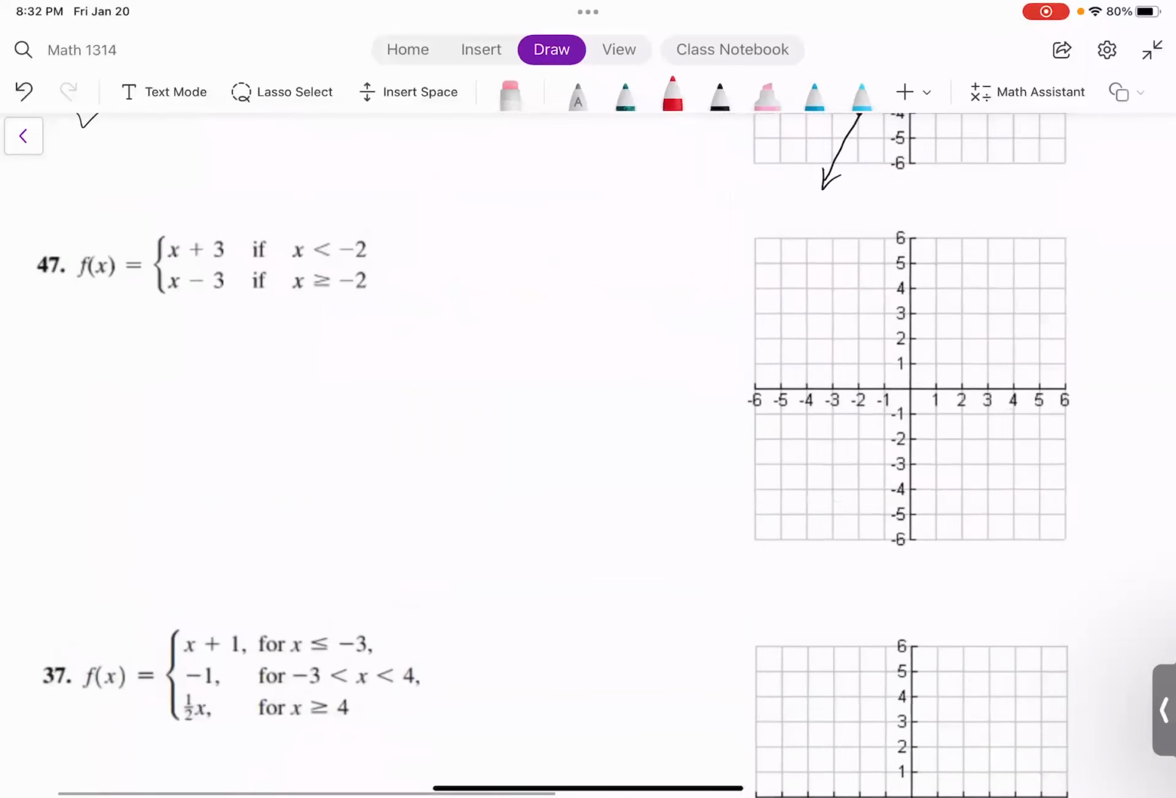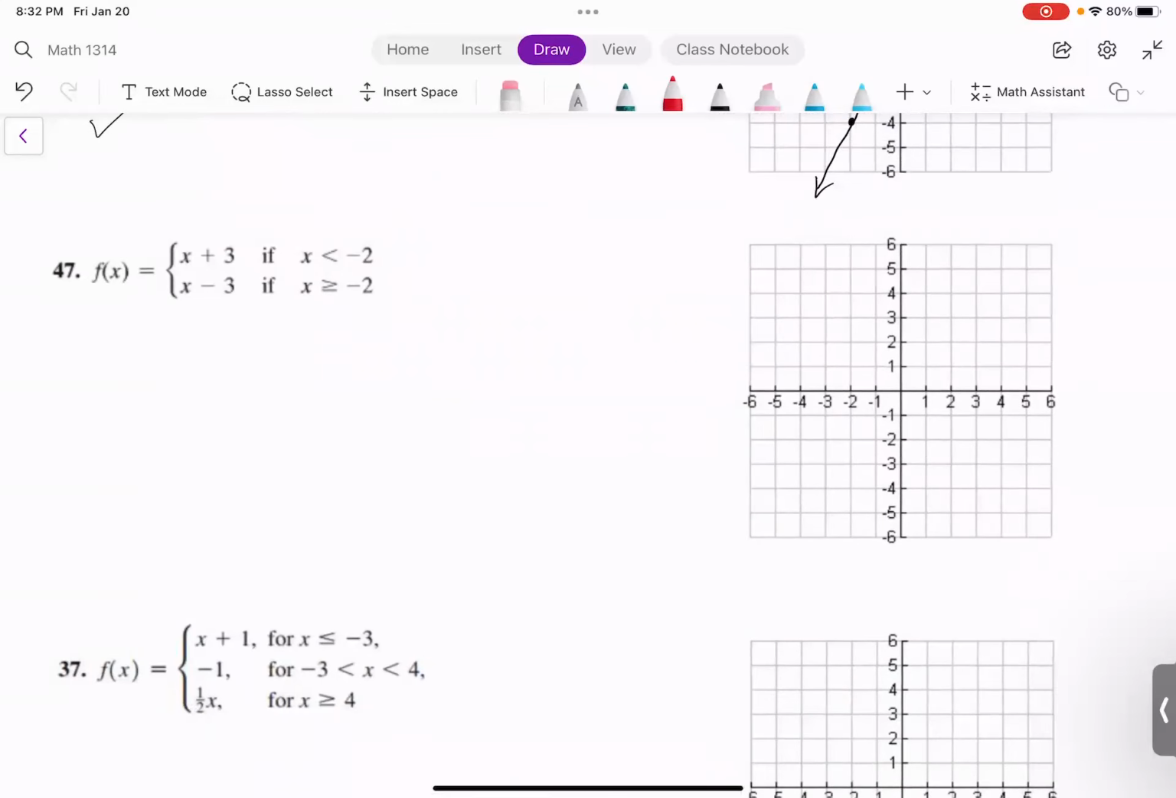Number 47. f of x equals x plus 3 if x is less than -2. f of x equals x minus 3 if x is greater than or equal to -2. The first step, I will find the key point on the number line, that is -2. That means I can find some points in these two intervals.